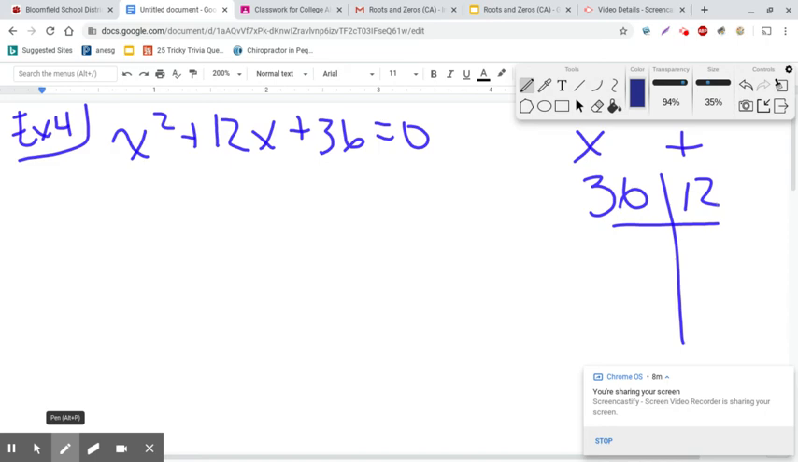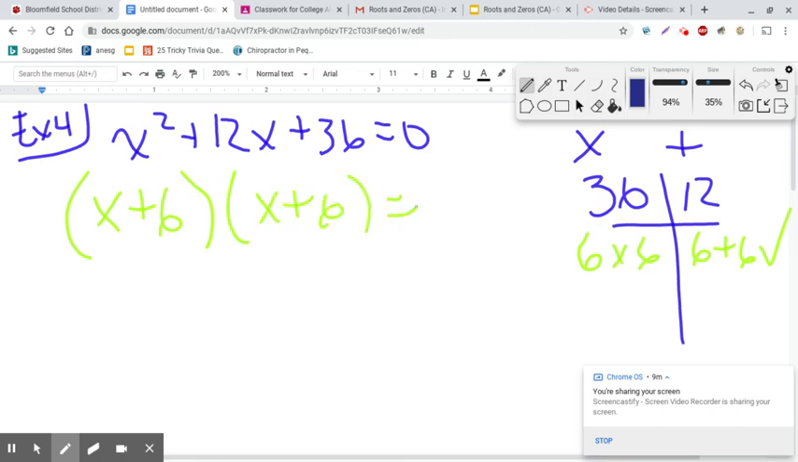Guys, right off the bat, 36, do we know what this is? It's actually a perfect square. We know 6 times 6 is 36. So right off the bat, I'm just going to use that because 36 is one of those special numbers. And again, guys, we have 2 pluses, so we know everything's going to be plus. So 6 times 6 is 36, but what about 6 plus 6? Is it 12? Yes. Okay, so our binomials become x plus 6 and x plus 6 equals 0.